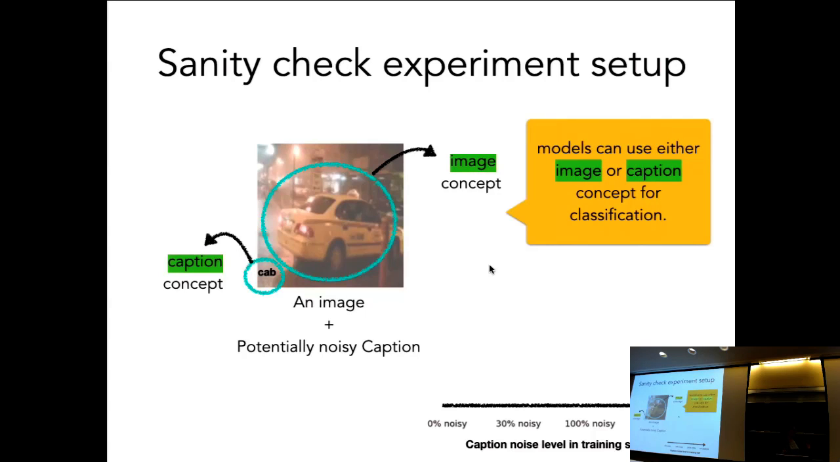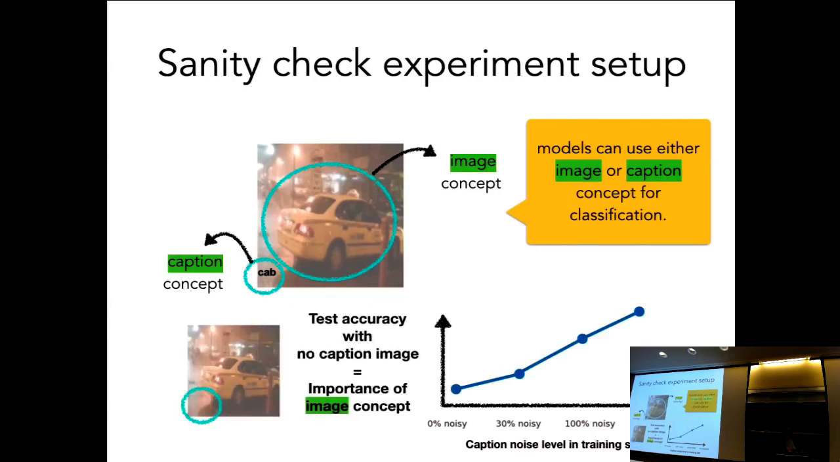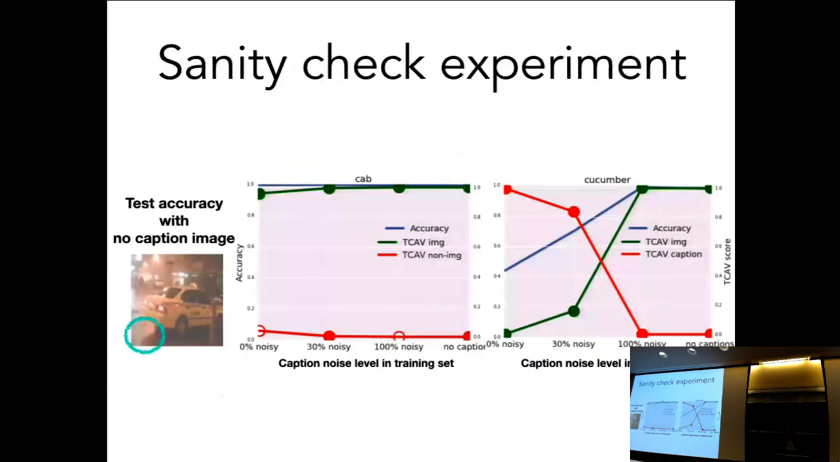We know which concept it paid attention to by doing this test. If we give it a test image without a caption, and if it does well, like this case with no captions, that means, yeah, it learned to look at the image. If it does terribly, that means that, oh, it looked at the caption. Does that make sense? All right. So that's going to serve as our ground truth, and this can be viewed as the importance of the image concept, and we can compare this to the TCAV score for the image concept.